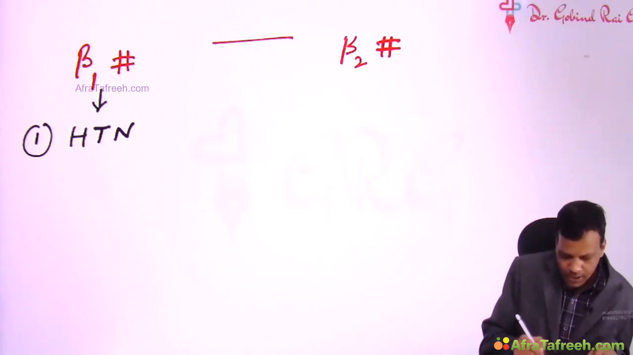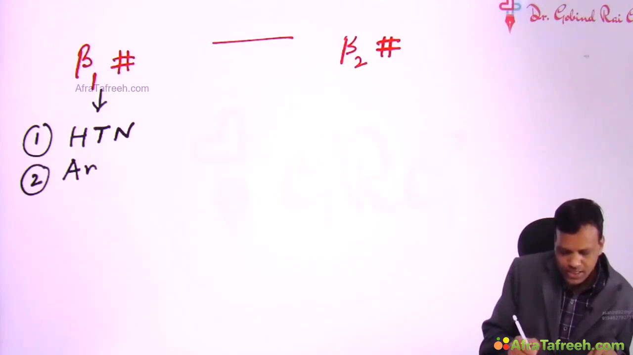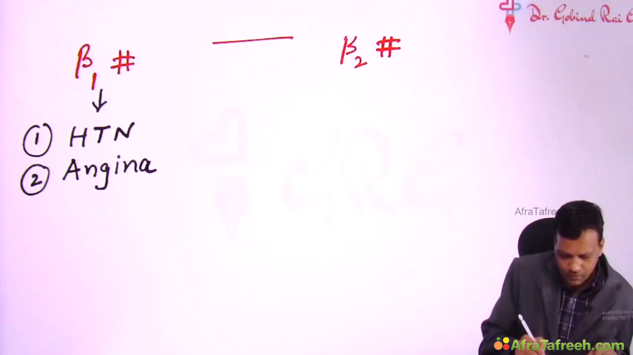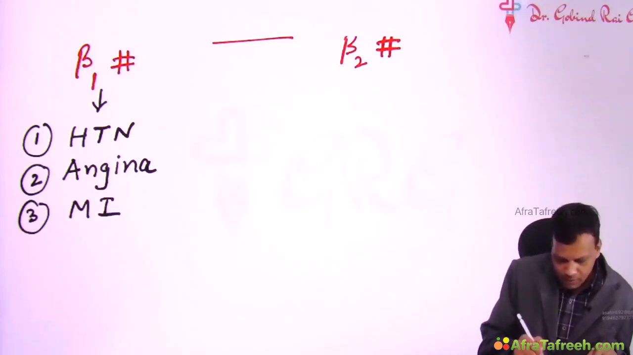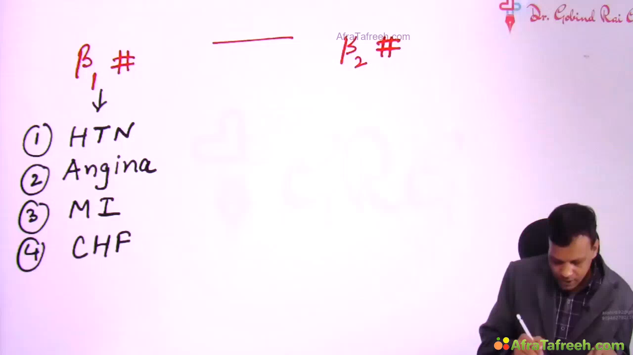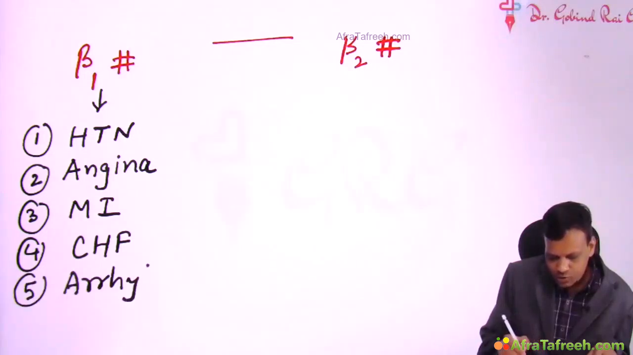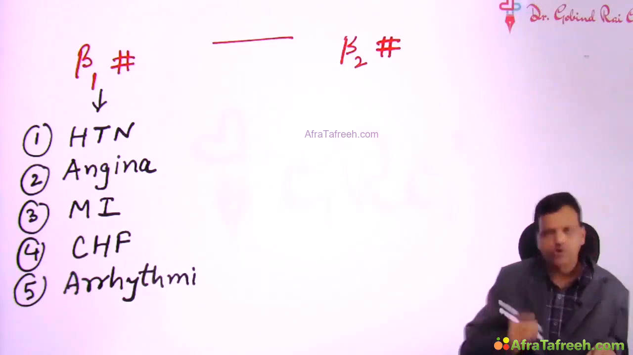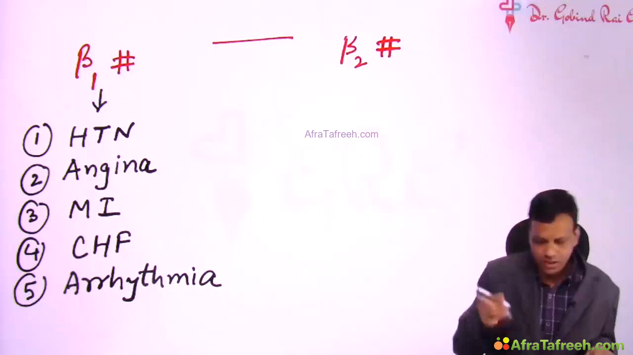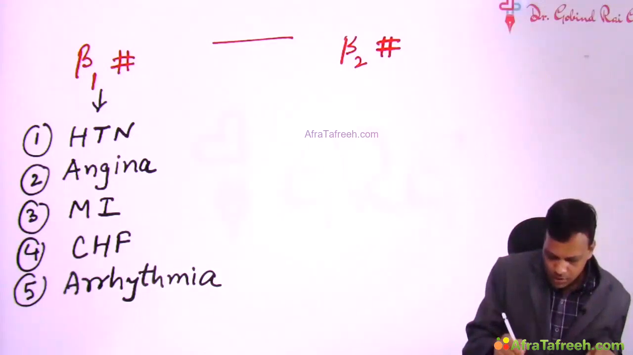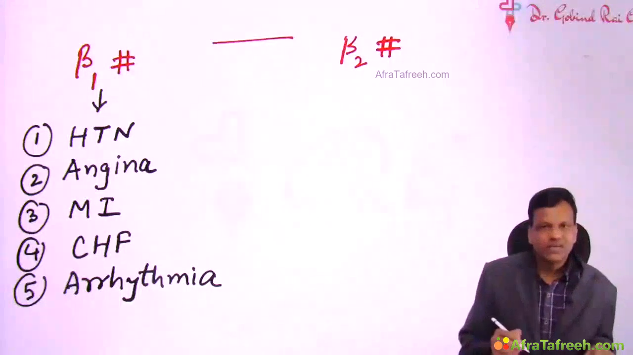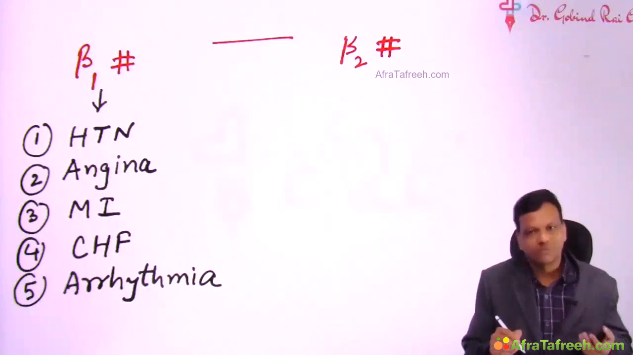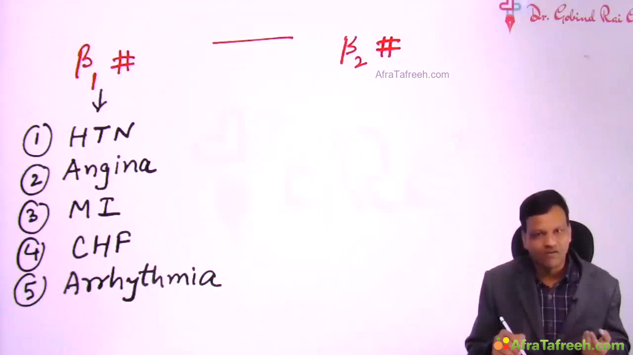There is a chapter called angina. Beta blockers can be used in angina pectoris. Beta blockers can be used in myocardial infarction. Beta blockers can be used in congestive heart failure. Beta blockers can be used in arrhythmias. So that means we can use beta blockers in almost all cardiovascular conditions. Only important thing is they may not be useful in some subset of those conditions or may even be harmful.